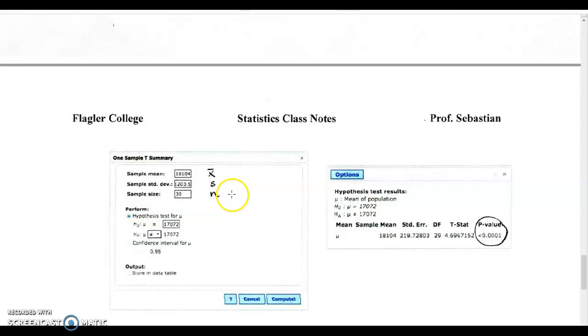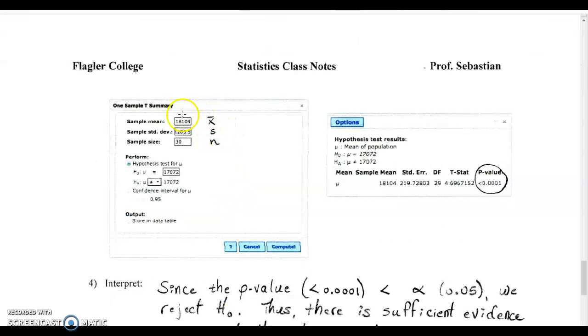And we'll use StatCrunch. So remember, I use t-stat, one sample with summary. I'm not going to pull that up for you this time, but I have to put in the sample mean, the sample standard deviation, and the sample size. Make sure I check that I'm doing a hypothesis test and put in the hypotheses that I want. And here are my results. I get a really large test statistic and I get a really small p-value.